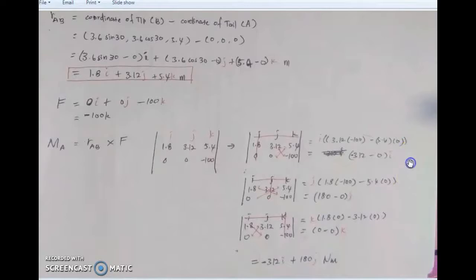In the end you will get the I component, which is negative 312, and the J component, which is 180. For the K component there is no value, because this one is multiplied with 0 and this one is also multiplied with 0, so the answer is 0. So in the end, the answer is negative 312 I plus 180 J Newton meter. So this is the moment in the form of Cartesian vector.